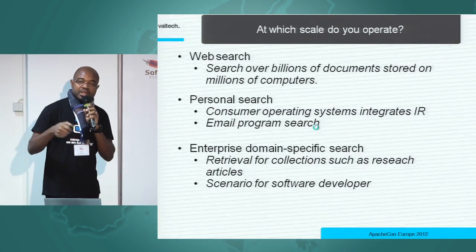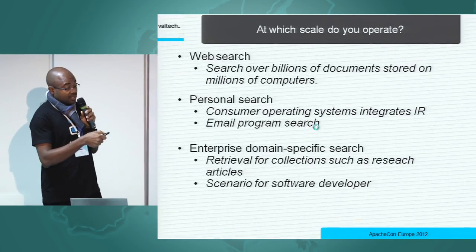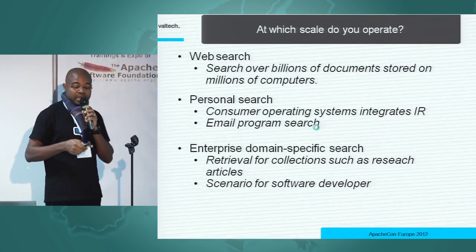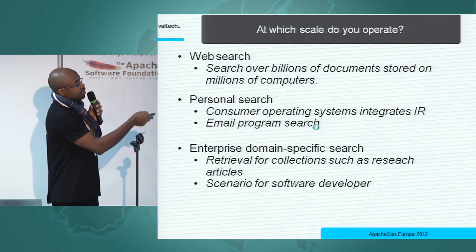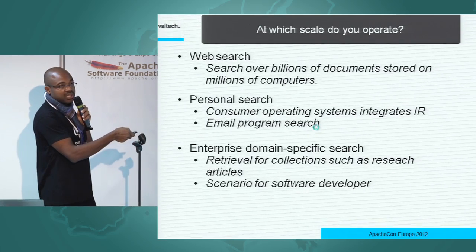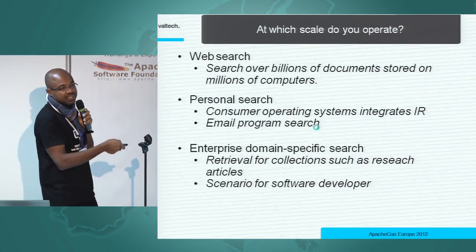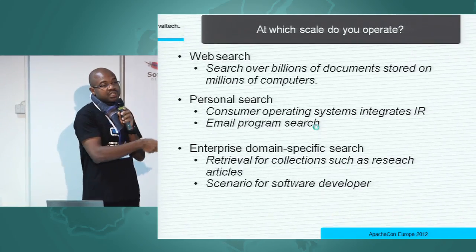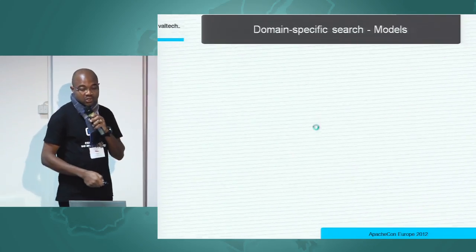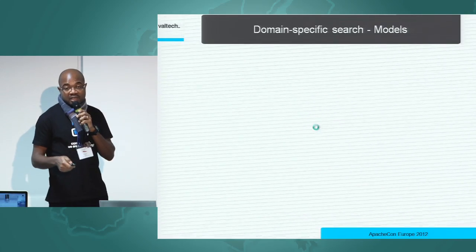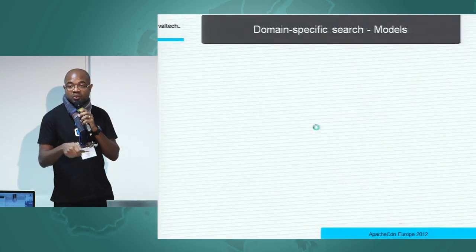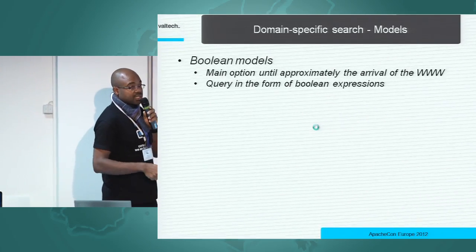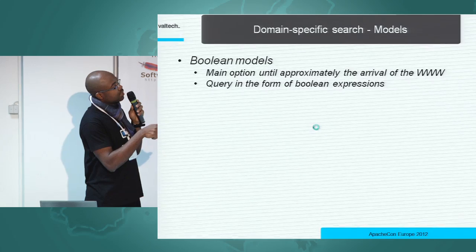articles, your intranet documents. And outside of a handful of web search companies, a developer may encounter these two scenarios, that is personal search and domain-specific search. And that's why in this talk, we are going to focus mainly on these two. So we will consider domain-specific search, and we will look at the models used to implement domain-specific search in the enterprise. The first model, that is the historic one, is the Boolean model.